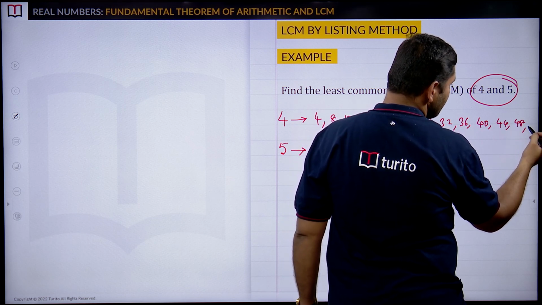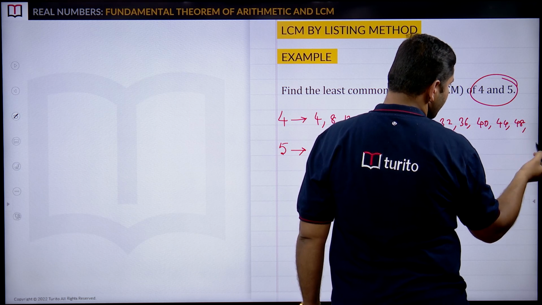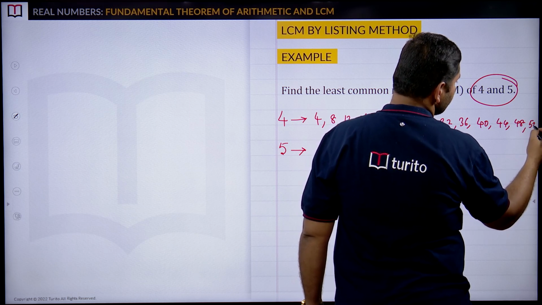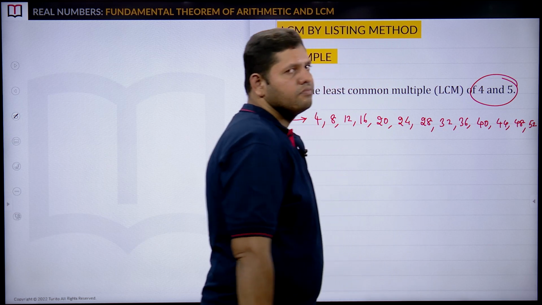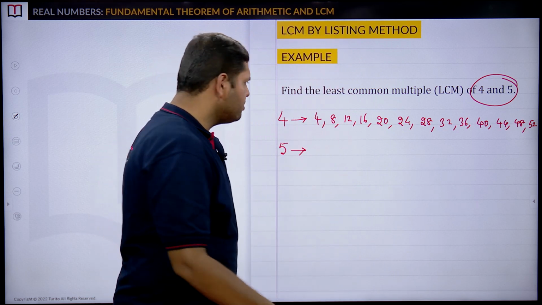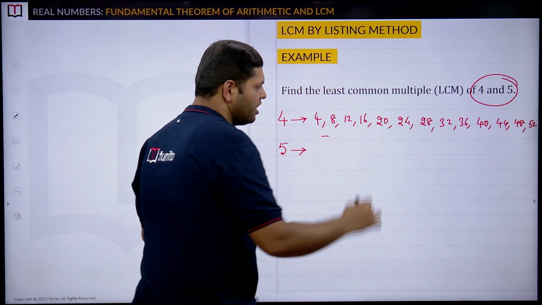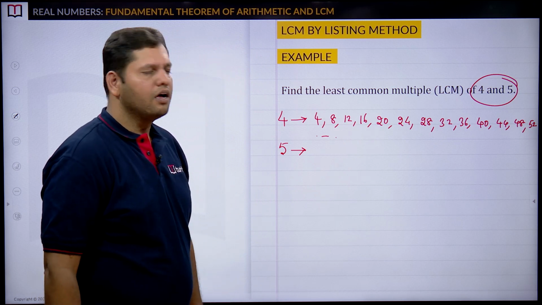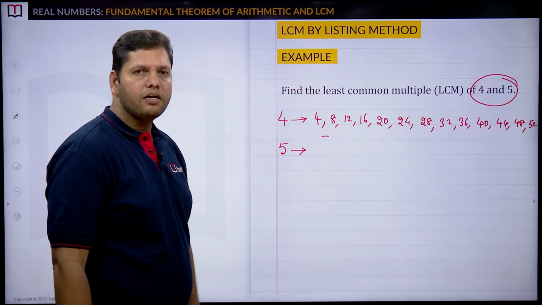Next, children, after 48, what is the number? Just add it. So this is 52, a multiple, and so on. There are many multiples, but I am not writing them all, I am writing only a few. Then can you tell me, children, what are the multiples of 5?